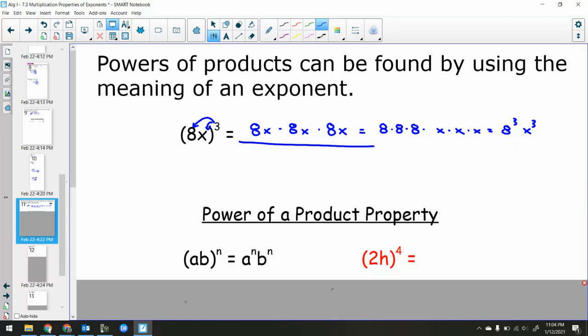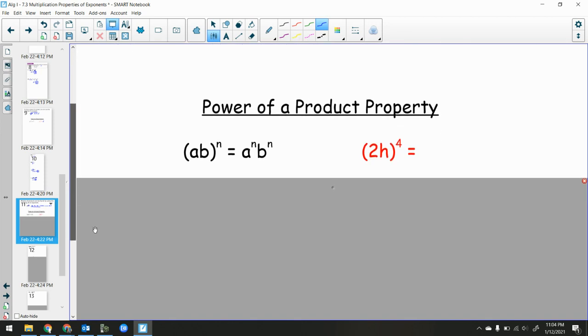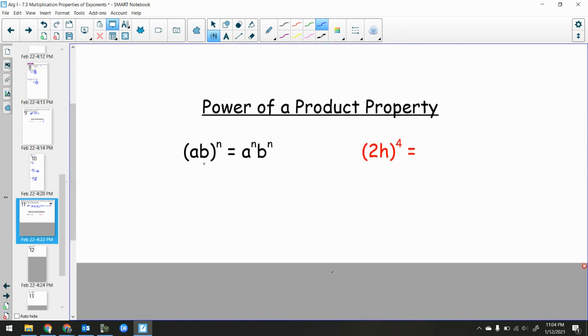So let's look at the actual property here. It says that a times b, I've got a product inside parentheses, and I'm raising that entire product to the nth power. I distribute that n to both terms. So it becomes a to the nth times b to the nth. Looking at this example here, this would take that 4th power and distribute it to both pieces here. This would be like saying 2 to the 4th times h to the 4th. Okay.